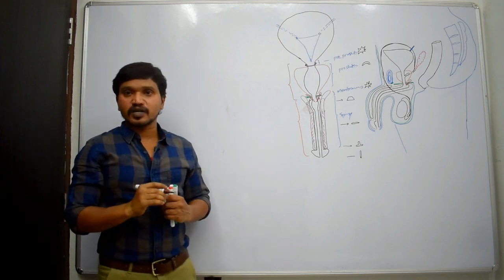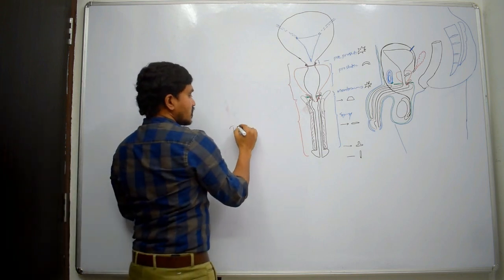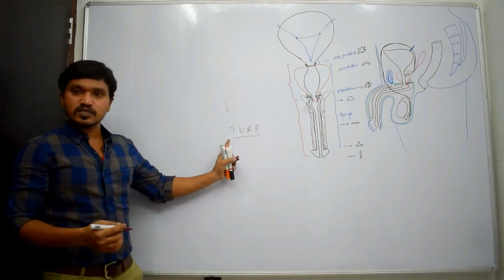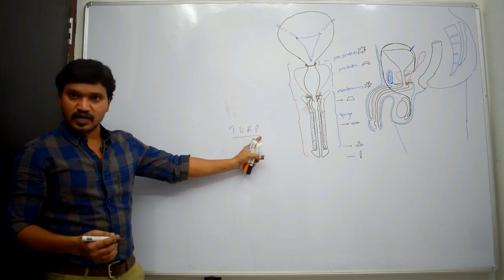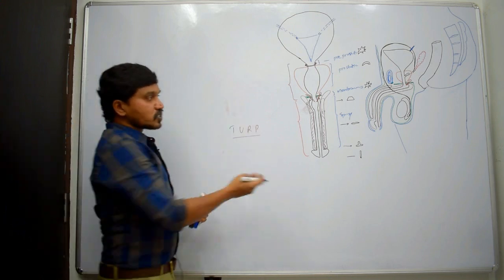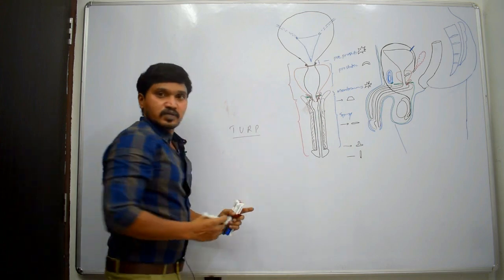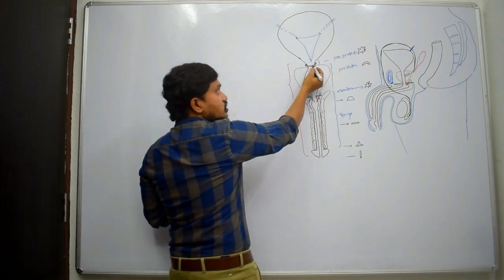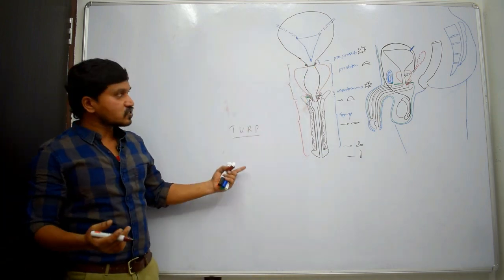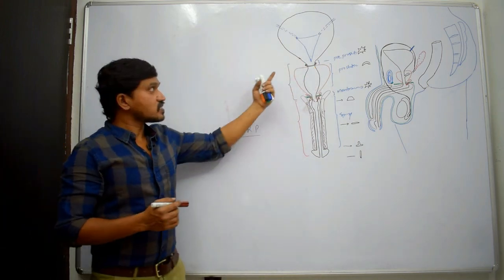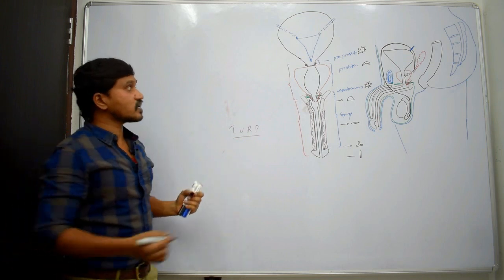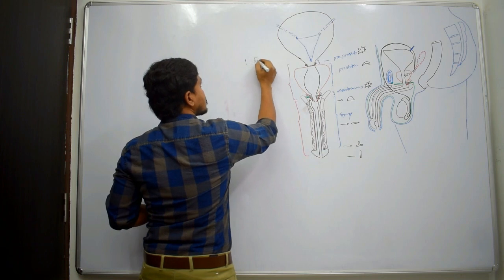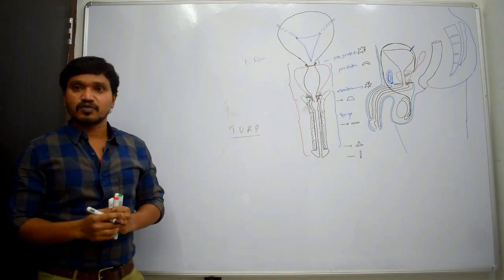When will it happen? During surgeries of the bladder neck and during transurethral resection of the prostate gland. When you are removing the prostate gland through the urethra, in case of cancers, that time there will be a chance of injury to this sphincter. So, which leads to retrograde ejaculation. This is about the pre-prostatic urethra. If you want to say measurements, the length is around 1 to 1.5 centimeters.